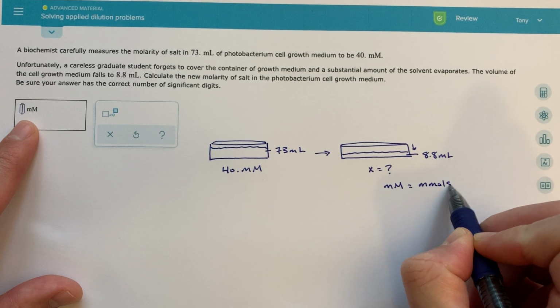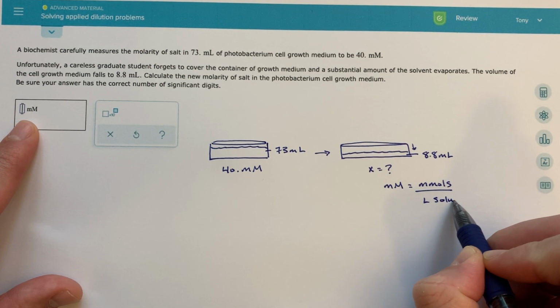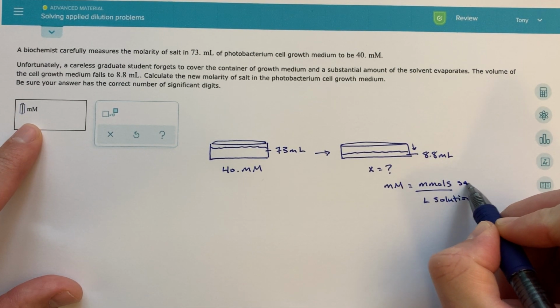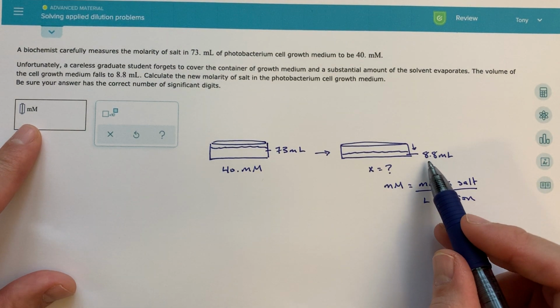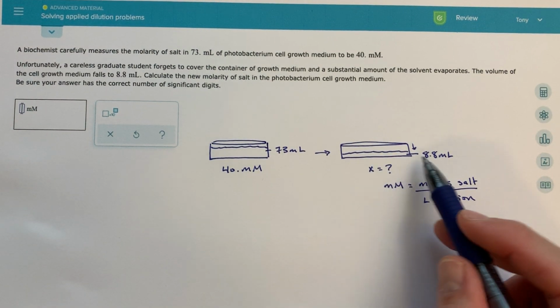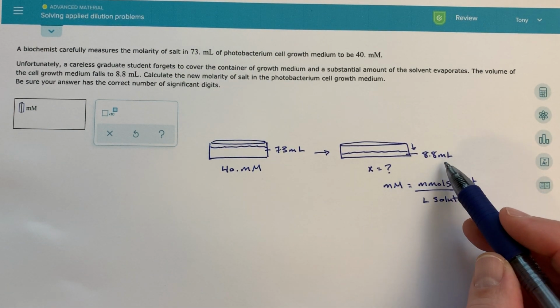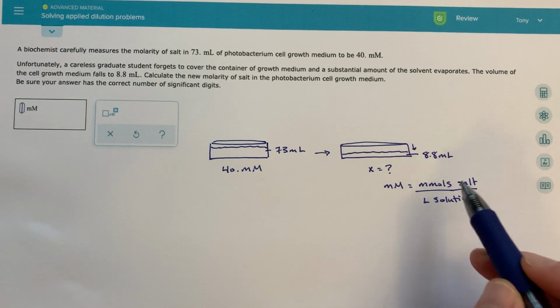millimoles of salt over the liters of solution. And we know what the liters of solution is. We know that this solution over here is 8.8 milliliters or 0.0088 liters. So we know this bottom part, but what we don't know yet is the millimoles of salt.